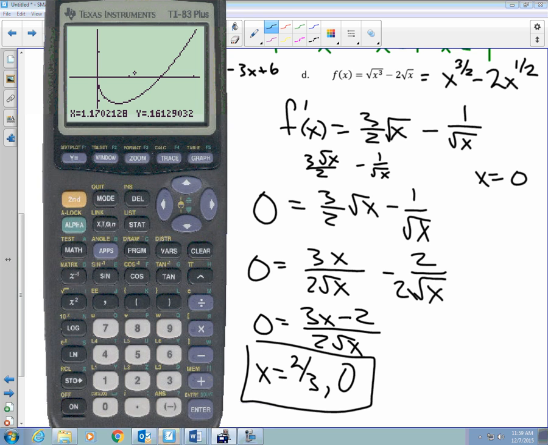What is the x value? Yep. So an x value of 2/3, the derivative is 0.